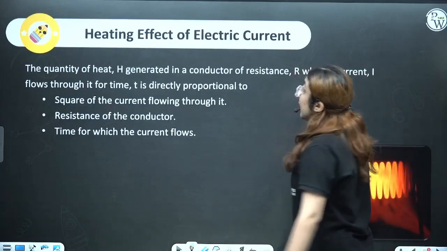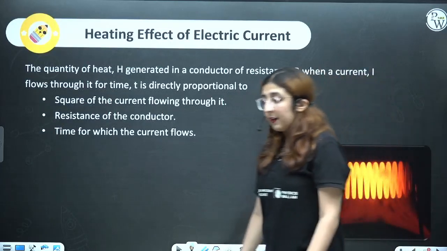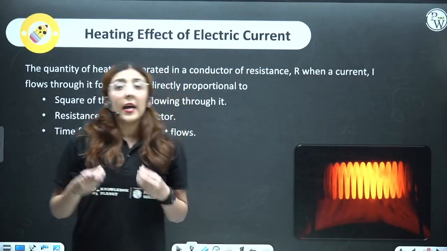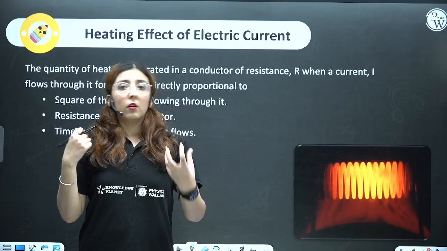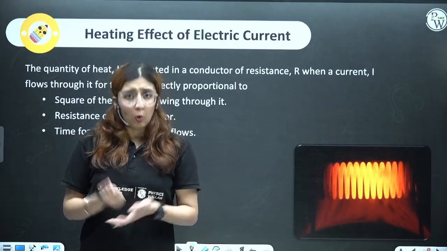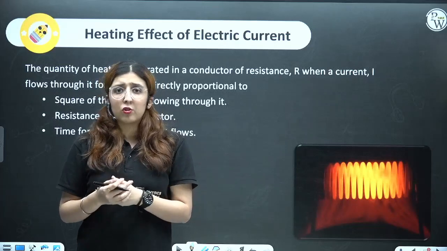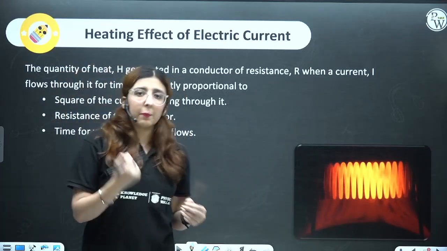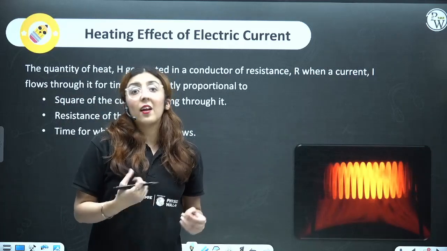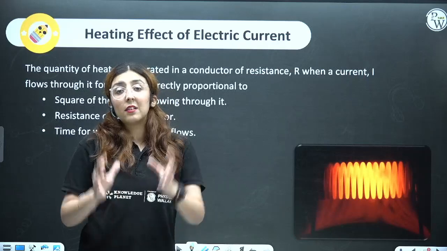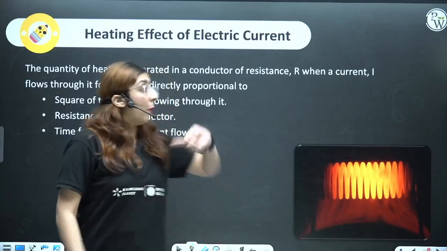Now let's talk about heating effect of electric current. What is heating effect, everyone? When current is flowing through a wire, the flow of the charges is going to get opposed. Because of this opposition, the particles or the charges are going to get a bit disturbed. They are going to get kinetic energy, and these particles absorb this kinetic energy in the form of heat.